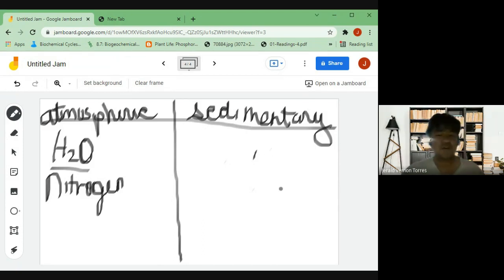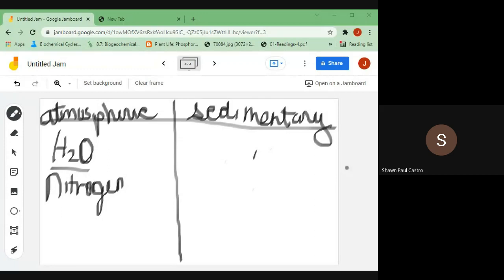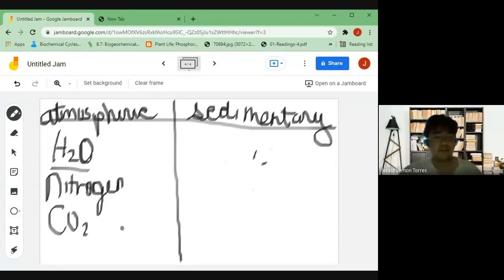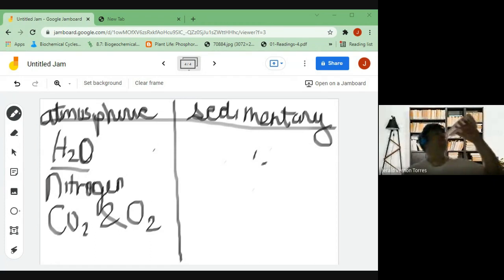Oh, next, carbon dioxide. Sean, this is easy, ha? Carbon dioxide, what kind of cycle is it? Atmospheric or sedimentary? Atmosphere. And that would also include oxygen. Both of them are considered atmospheric cycles, yung carbon dioxide and oxygen cycle, kasi their reservoir would be your atmosphere. Now, what about phosphorus, class? Paano yung phosphorus? Is ang reservoir niya ba ay atmosphere or geosphere?